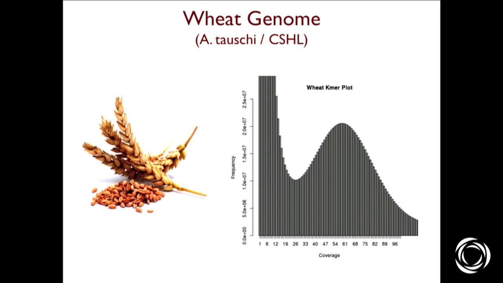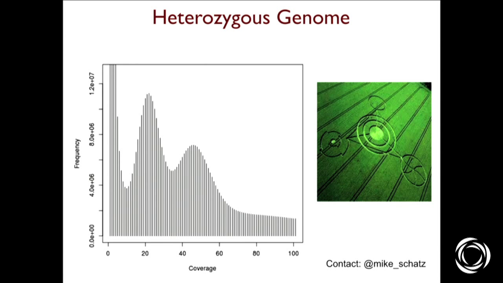When I apply this to wheat, also sequenced at Cold Spring Harbor, we get this nice peak targeted. We get this bigger peak of errors over here. So this can give us some clues that there might be something going on there. But overall, looks okay. And then going back to the question over here, sometimes you'll get a profile that looks like this, where you'll get a double peak. In politeness to my collaborator, I won't say what genome this is.